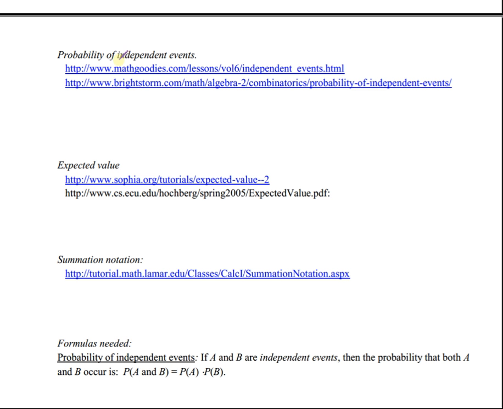Now what's an independent event? Let me give an example. The usual example is flipping a coin, or flipping 2 coins rather. I'm going to go farther, and I'm going to do flipping 3 coins.